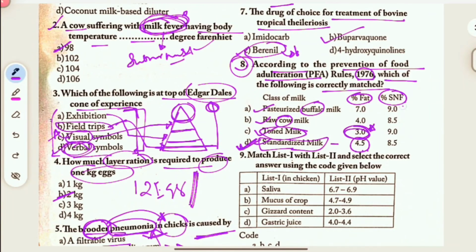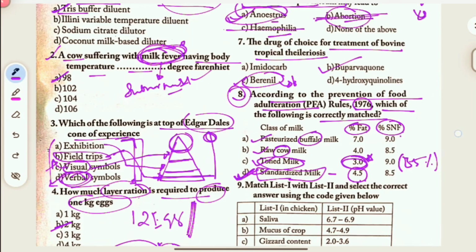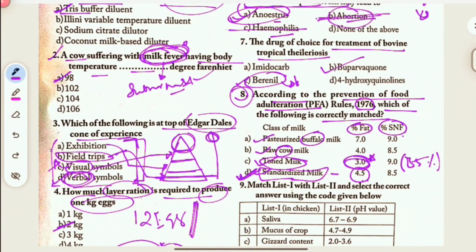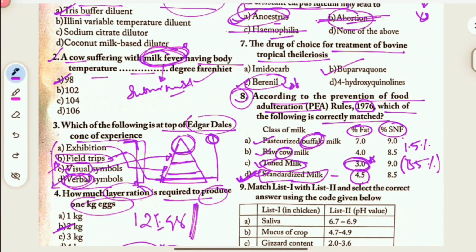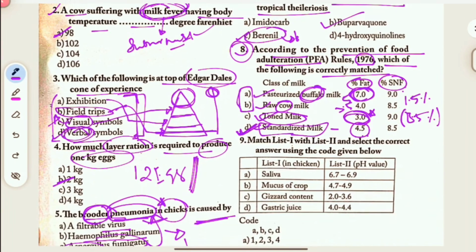But the SNF percentage of toned milk is 8.5%. And one also has to remember that the fat percentage of double toned milk is 1.5%. And for pasteurized buffalo milk, the fat percentage is actually very high. The fat percentage for this is 5, and for cow it is 3.5. Therefore, these two options are not correct. And for toned milk, the SNF percentage is actually 8.5. Therefore, this is also not correct. So the correct answer for this question is standardized milk.